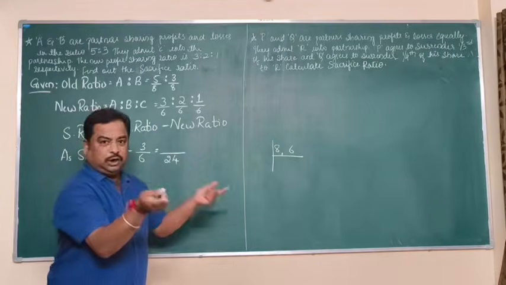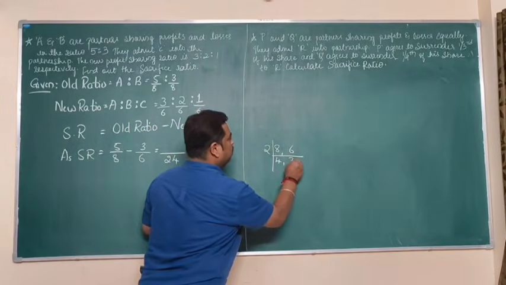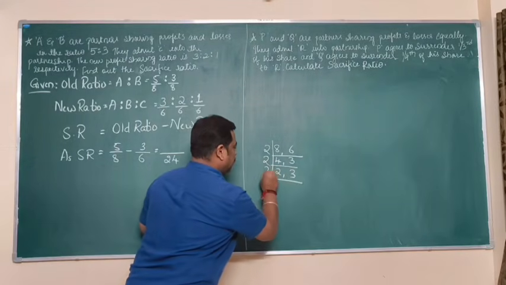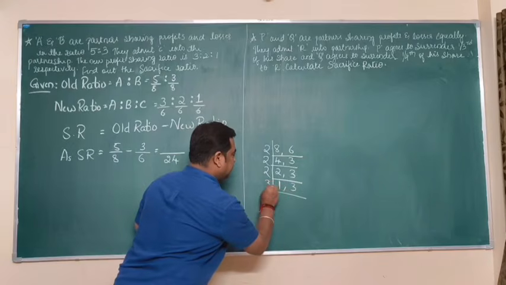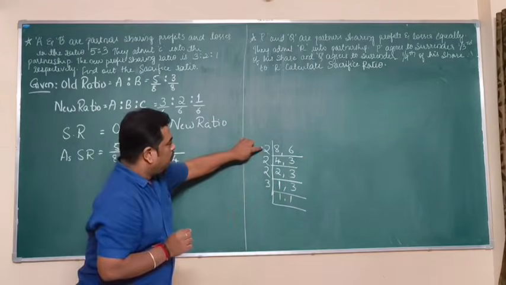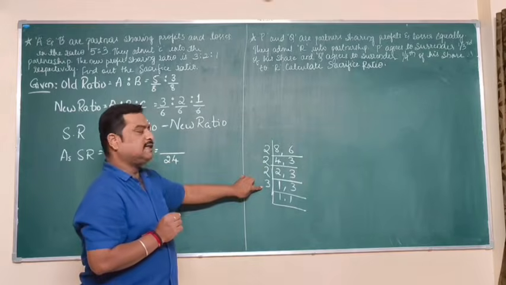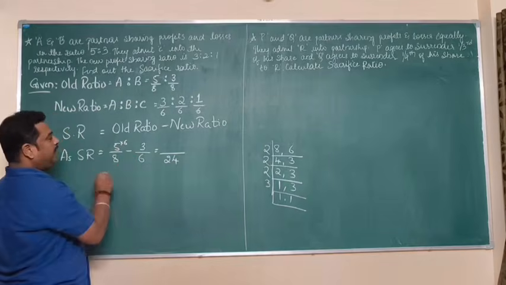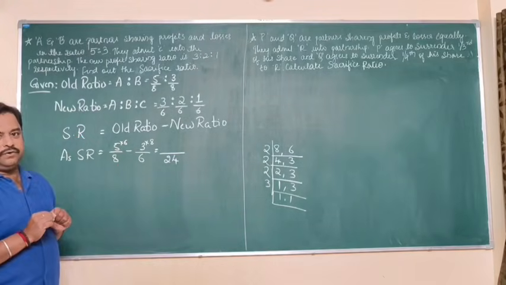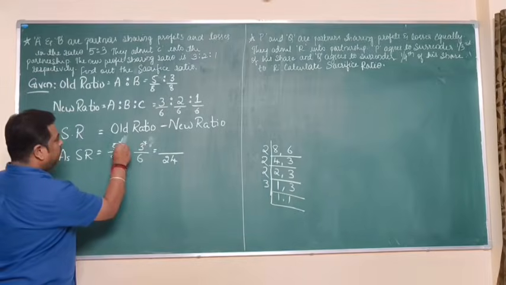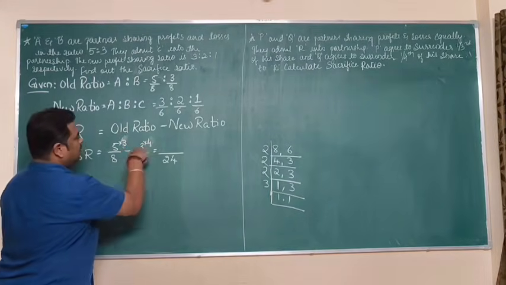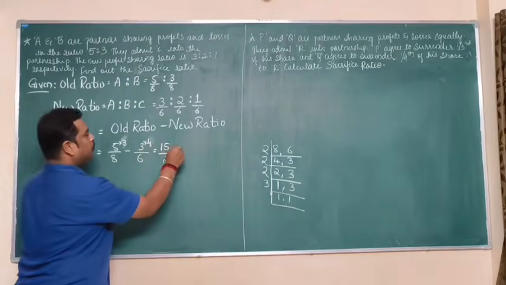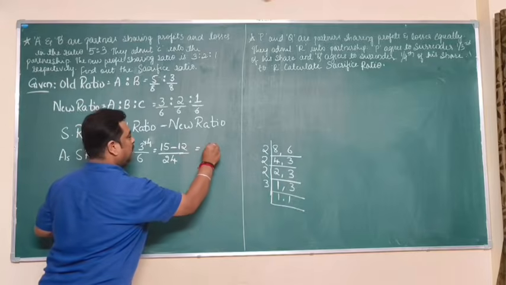Now start with the 2. 2 4s are 8, 2 3s are 6. 2 2s are 4, 3 as it is. 2 1s are 2, 3 as it is. So 2 2s are 4, 4 2s are 8, 8 3s are 24. 24 is here. Sorry, I got confused. 8 3s are 24 and 6 4s are 24. 5 3s are 15 minus 3 4s are 12. 15 minus 12 is 3.